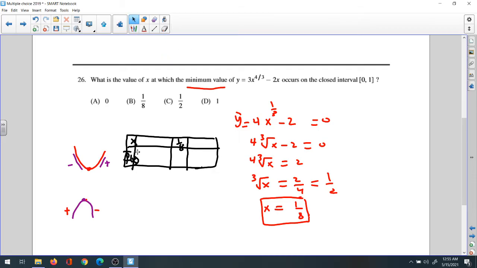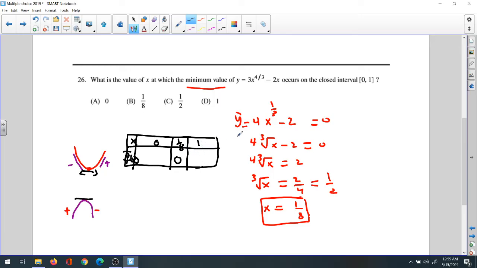So if we substitute 1/8 in the first derivative, the cube root of 1/8 is a half, times 4 is 2. 2 minus 2 is 0. The slope here will be 0. And then we pick a number after 1/8. Make it an easy number. After 1/8 is 1. And before 1/8, let's make it 0. Any number before 1/8 and any number after will do.